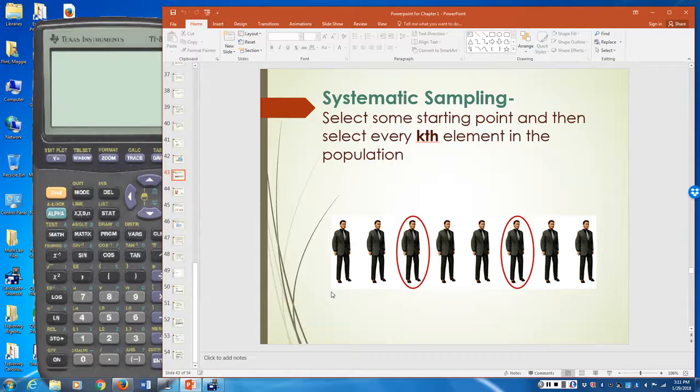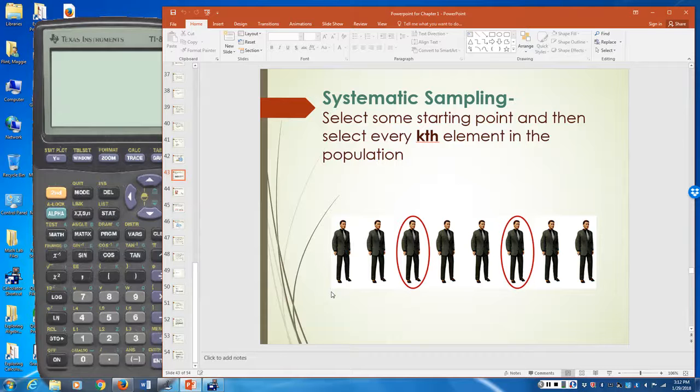Systematic sampling says that you pick some random starting point in your population, and then you count every so many members after that, and the ones here, I randomly chose the third person in line, and then chose the third person after that every time. So I had a system for doing that.